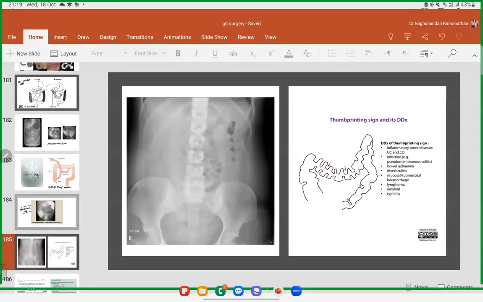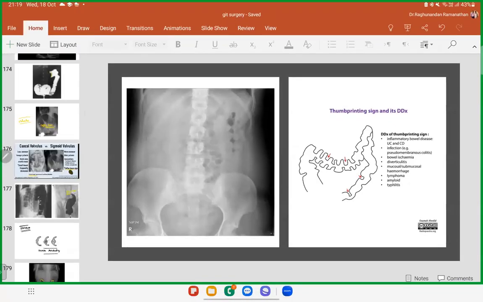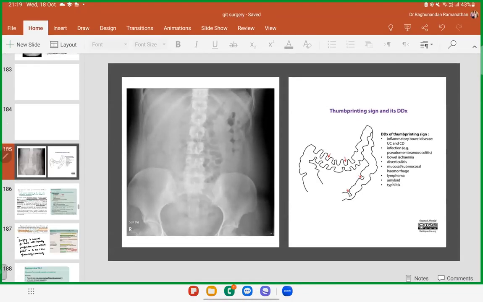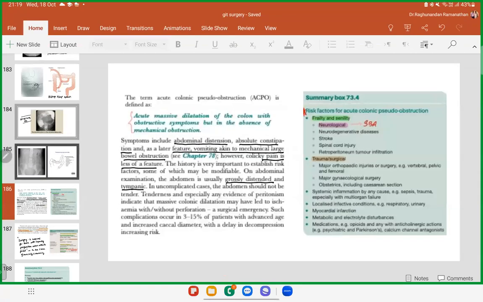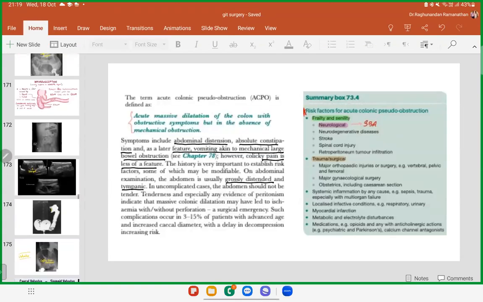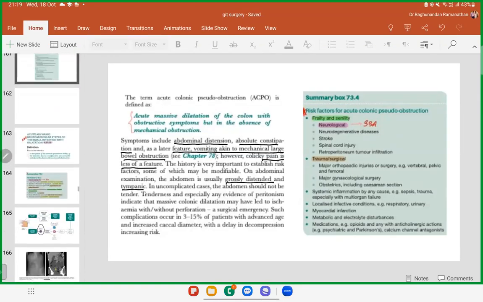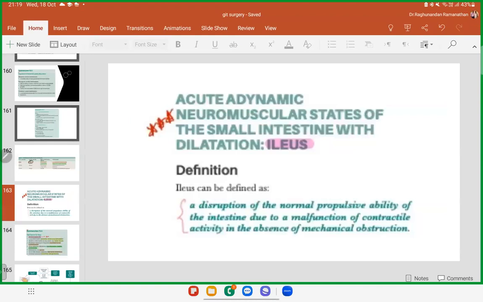Now I will show you certain images of your paralytic ileus, which is very important. This is a thumb printing sign. I will be discussing the thumb printing sign in a very short while. Before going there, I wanted to discuss this very important concept: acute adynamic neuromuscular state of the small intestine with dilatation. That is your ileus, paralytic ileus.